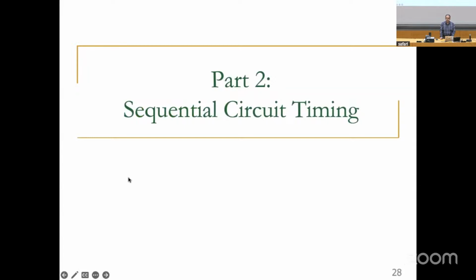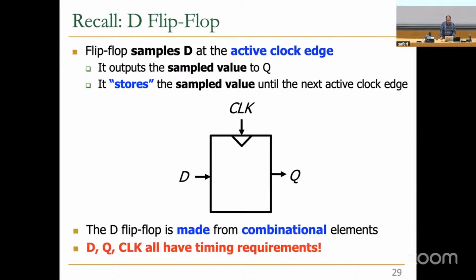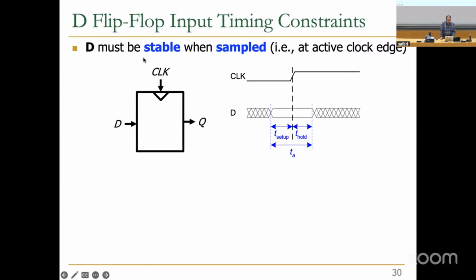Okay. Now we can take a look at sequential circuit timing, which is a bit more interesting. This is a recall for you: the D flip-flop samples data D at the active clock edge. The important thing about a D flip-flop is that data must be stable when sampled, meaning at the active clock edge. So this is your clock cycle. Your clock is also not ideal, so it cannot go to one sharply. It's going to be diagonal.